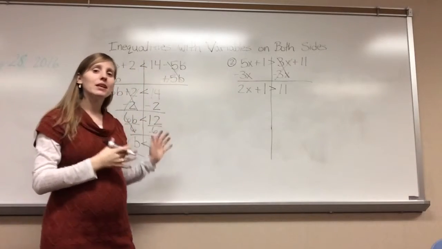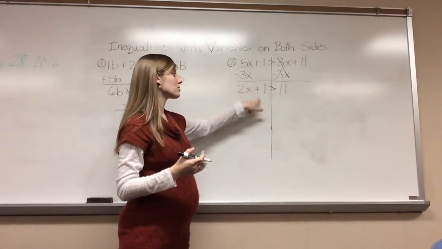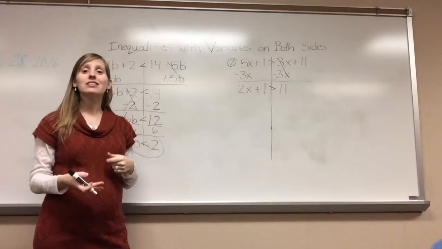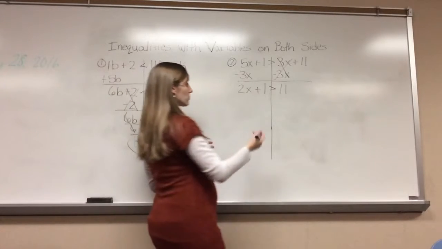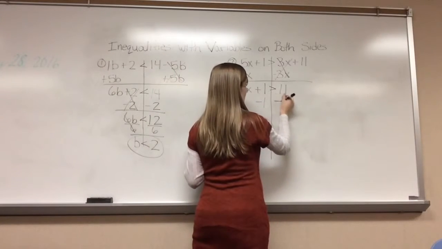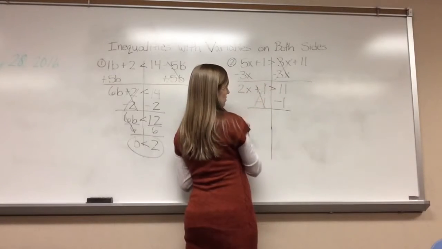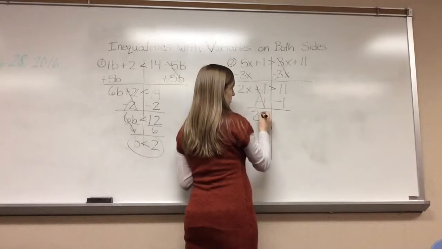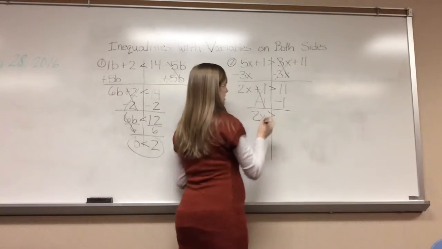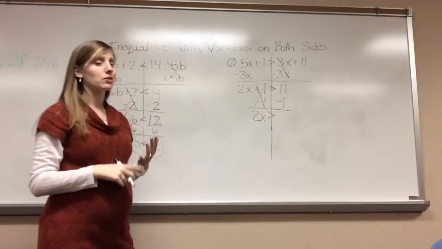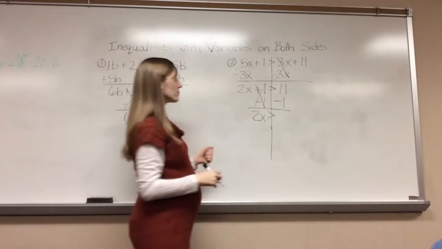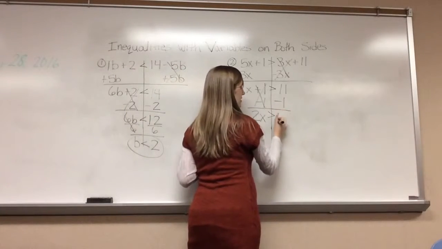At this point, I want my numbers on the right side, so this plus 1 needs to cancel. To cancel out a plus 1, we will subtract 1 on both sides. So plus 1 and minus 1 cancels. My 2x just comes down, as does the inequality sign. Do not flip it because you did not multiply or divide by a negative. And then 11 minus 1 is 10.